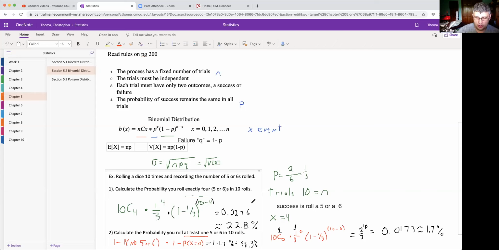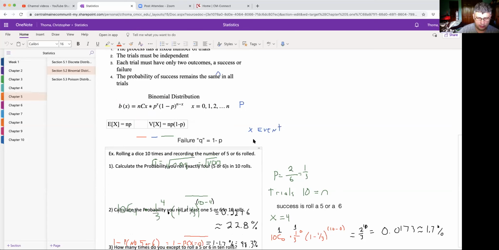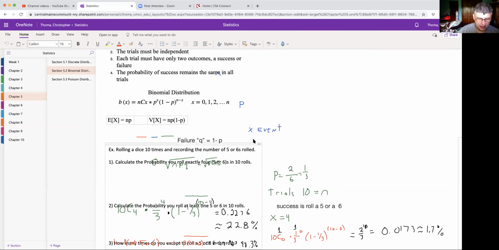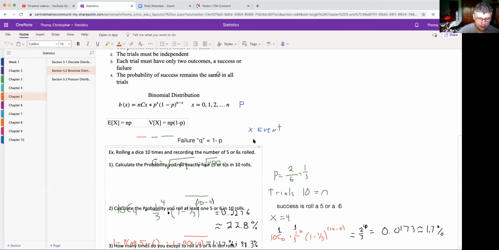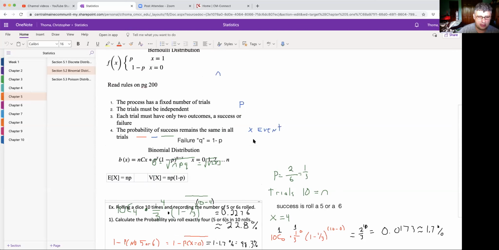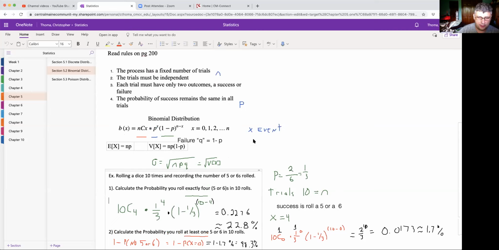All right, the last question, which is going to cause everything to move because I haven't figured out how to keep my notes on my OneNote. But it basically says, how many times do you expect to roll a 5 or 6? Well, remember, when you roll a 5 or 6, your expected value is n times p. So I just take my n.